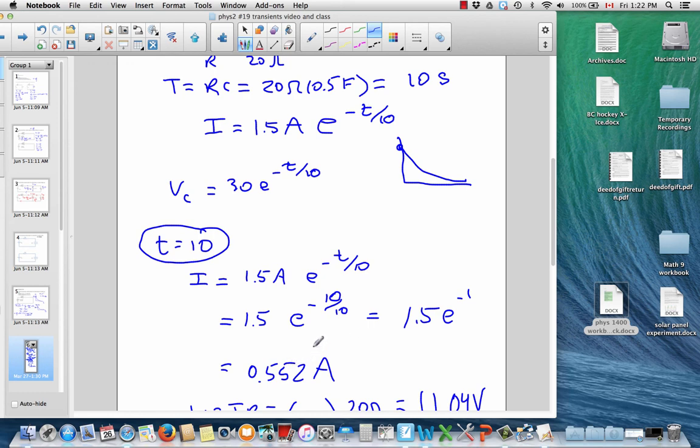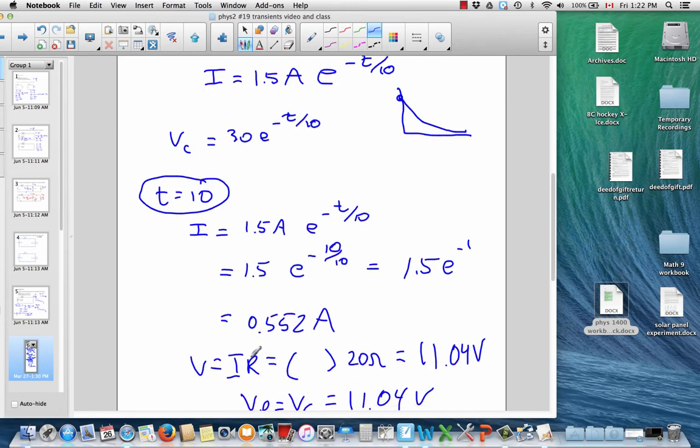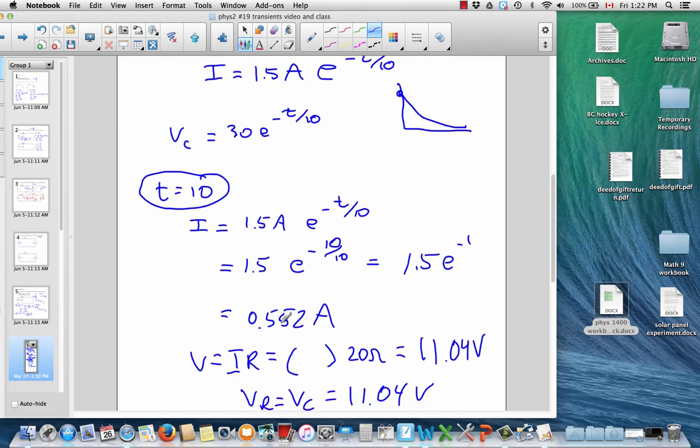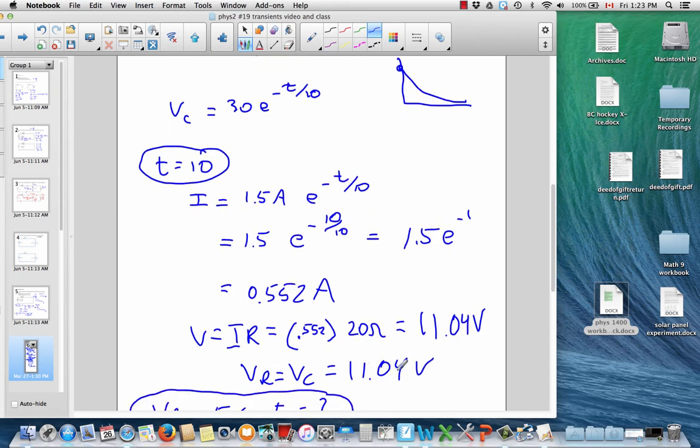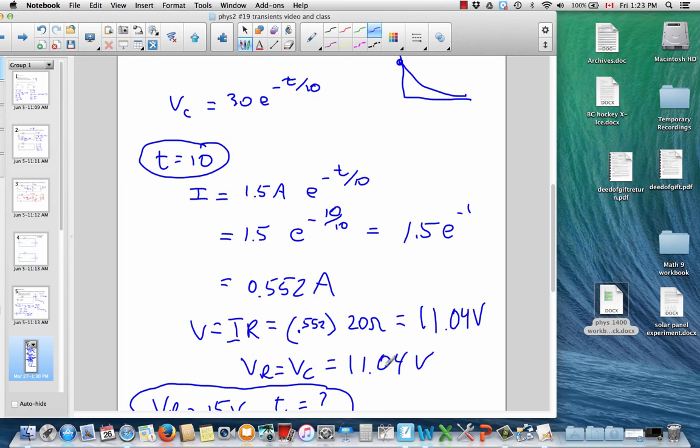Now, to find the capacitor and resistor voltages, you could use this equation and put in 10 seconds for time and calculate that, but Ohm's law is still true, so that V is still IR, so we just found this current of 0.552 amps. So we could multiply that by the resistance and then get the resistor voltage in this way, and we know the capacitor voltage will have to be the same thing, so that's 11.04 volts.